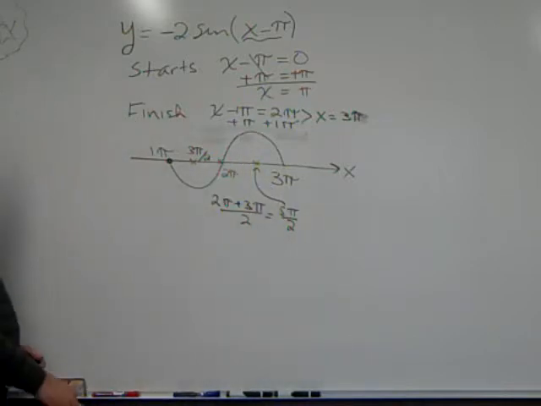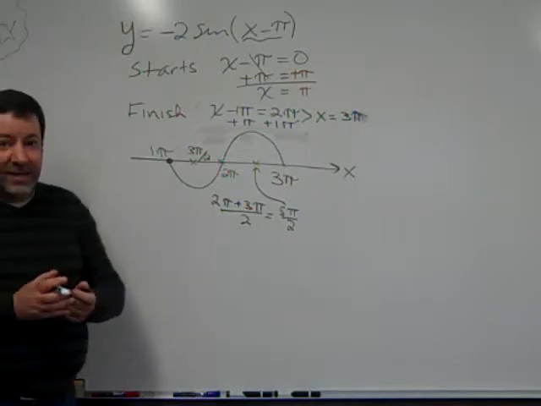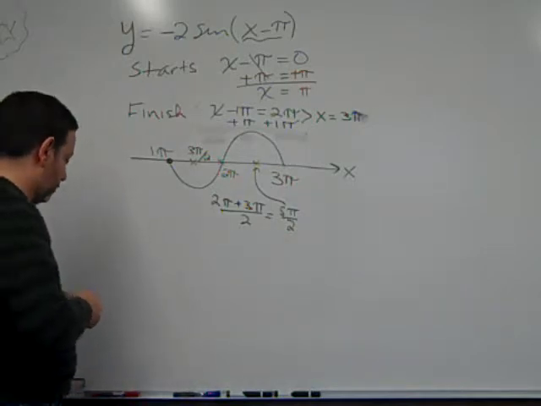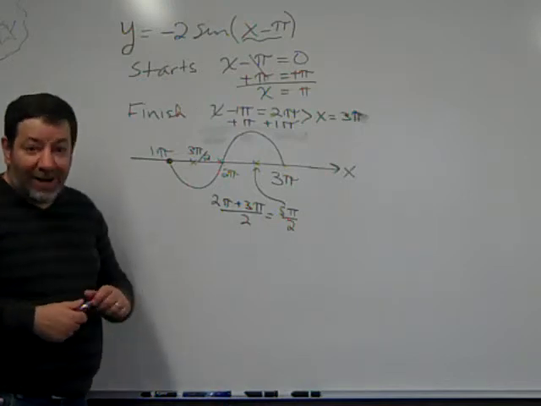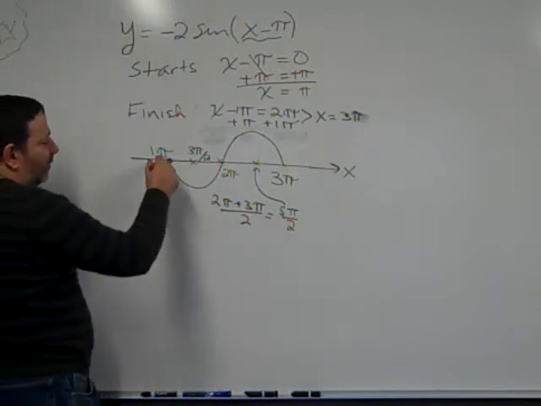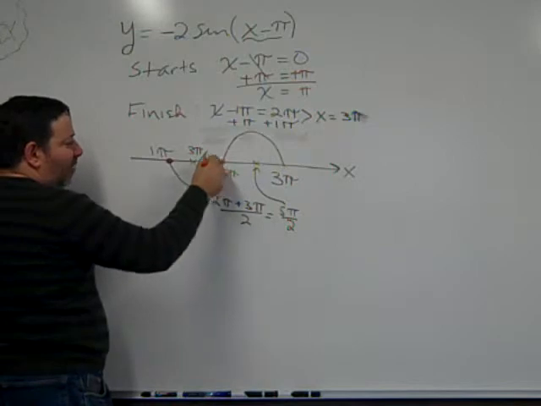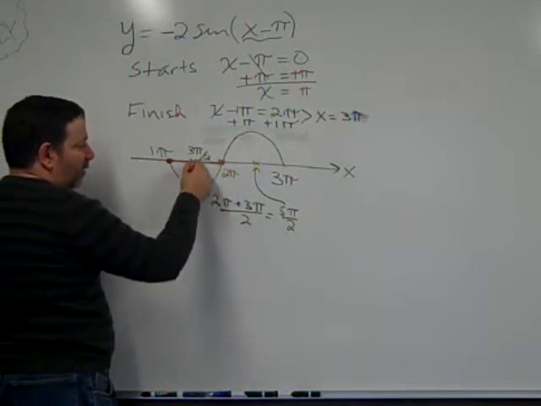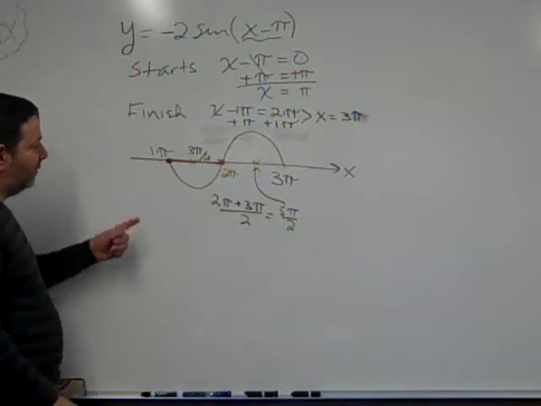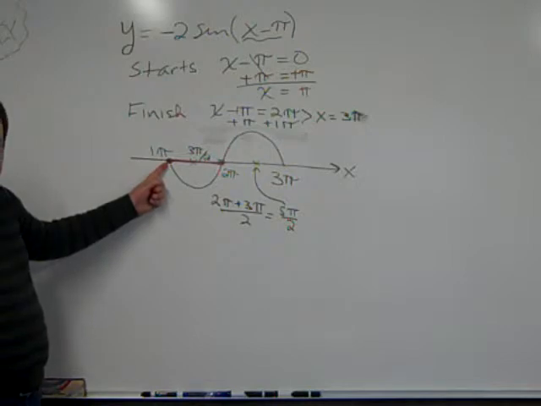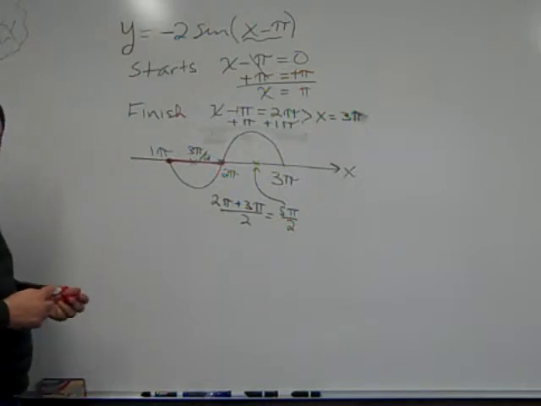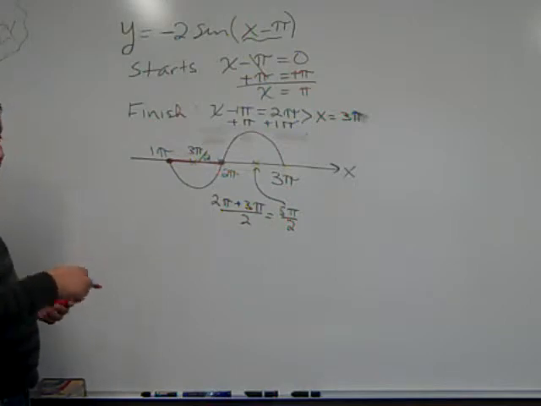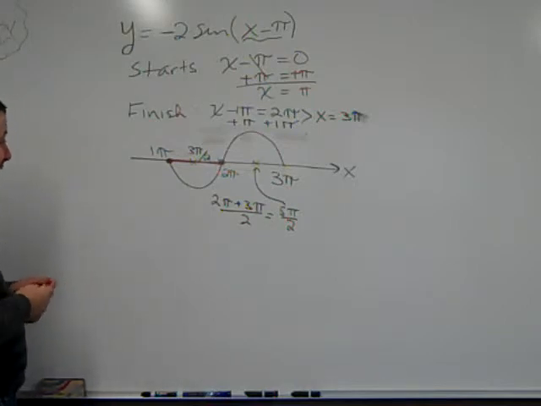Now, one last thing. Where is the x-axis? Well, we know where the x-axis is. I drew it. Where is the y-axis? Well, when you go from 1 pi to 2 pi, you went 1 pi. Well, if you're at 1 pi and you go over 1 pi, you'll be at 0. And wherever x is 0, that's where you put the y-axis.